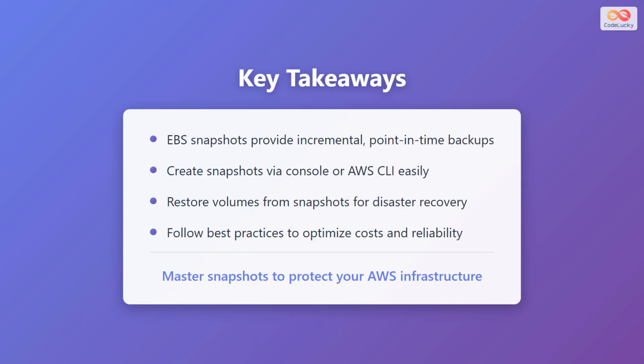Let's recap the key points. EBS snapshots provide incremental, point-in-time backups that save storage space and costs. You can create snapshots easily using either the AWS Console or the AWS command line interface. You can restore volumes from snapshots quickly for disaster recovery scenarios. By following best practices, you can optimize both costs and reliability. Mastering EBS snapshots is essential for protecting your AWS infrastructure and ensuring business continuity.